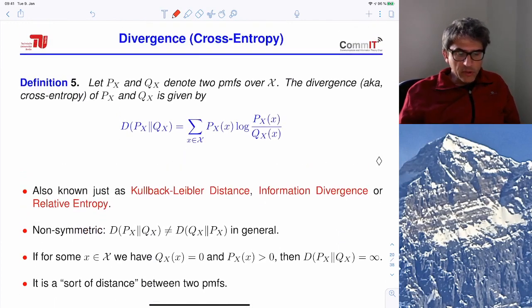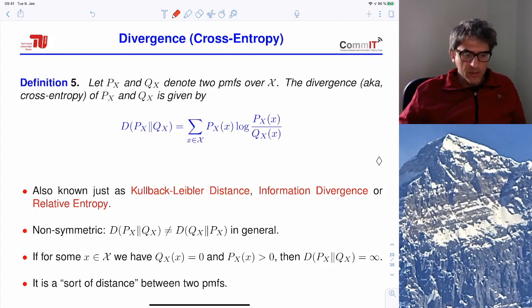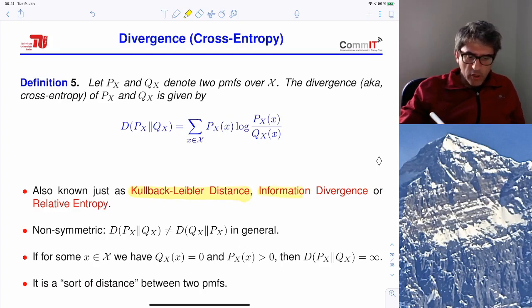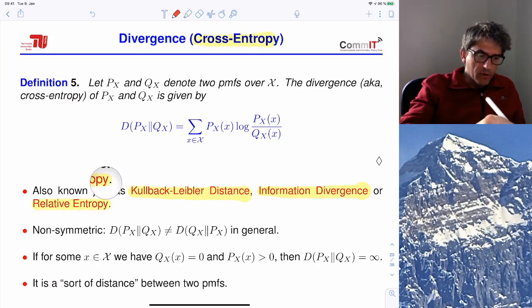I want to introduce another quantity which plays a fundamental role in information theory, but also a fundamental role in statistics. In fact, it has been called in different ways. So in statistics, this is known as Kullback-Leibler distance. In information theory it is typically called information divergence, divergence, cross entropy, relative entropy. There are many different names. We are going to refer to this quantity as divergence.